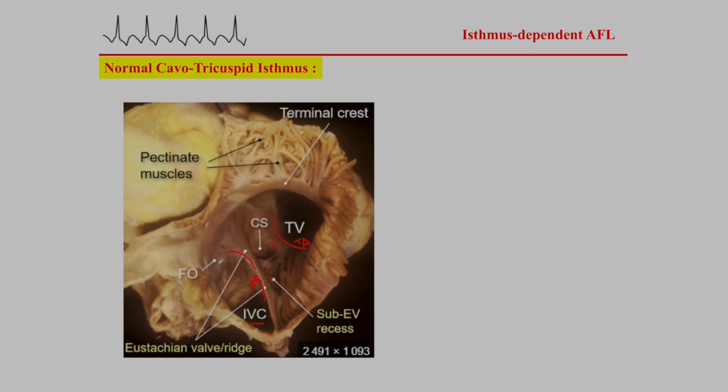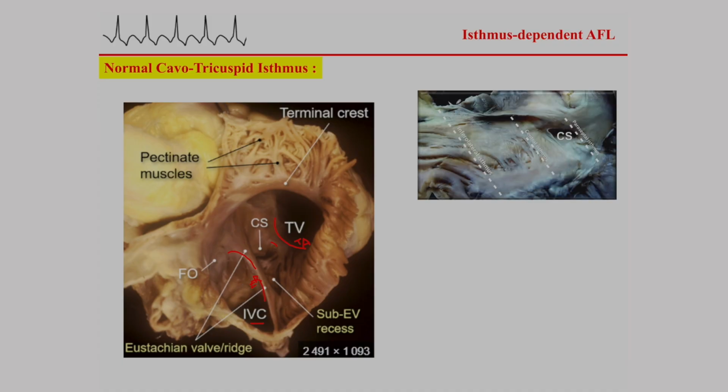CTI has a quadrilateral shaped area. Medially, we have the paraseptal isthmus, and laterally, we have the inferolateral isthmus, and in the middle, we have the central isthmus. Our best knowledge of the CTI anatomical characteristics helps us to choose the best area for ablation.